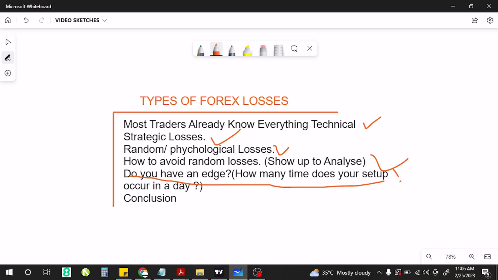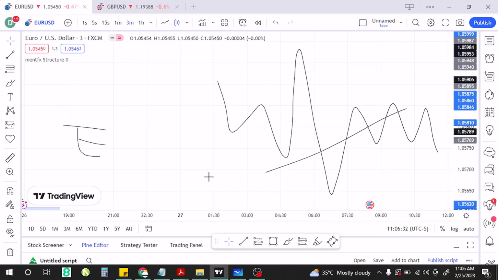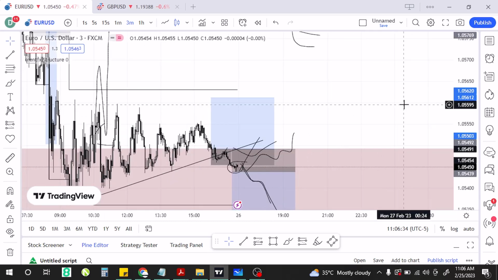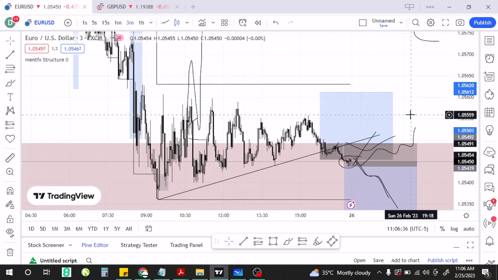Do you have an edge? Okay, how many times does your edge set up? Now that's just what I say. Do you have an edge in the market? If you're just showing up on the market every day and have a buy, sell, buy, sell, buy, sell, you don't have an edge in the market. You're just gambling, and most likely you don't have a trading plan.